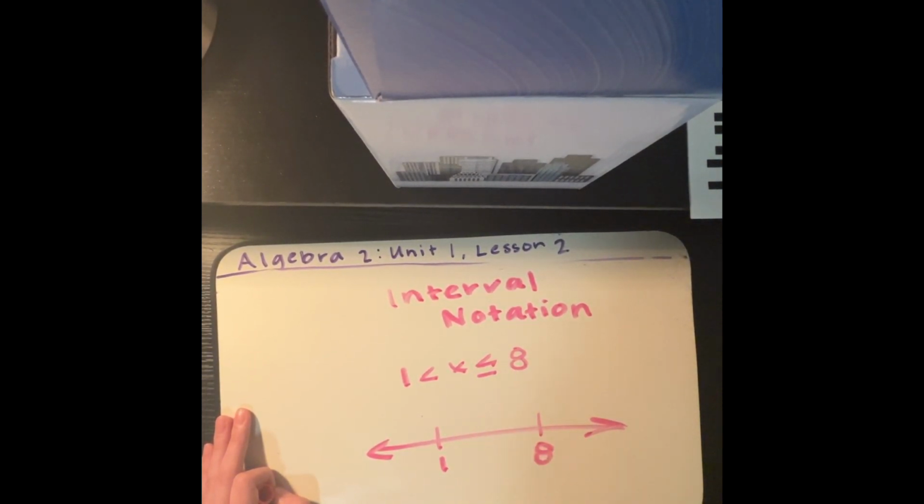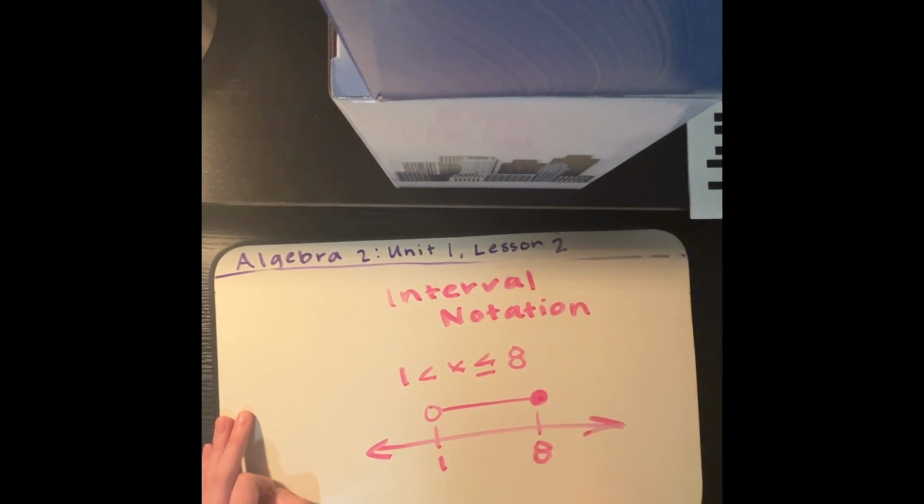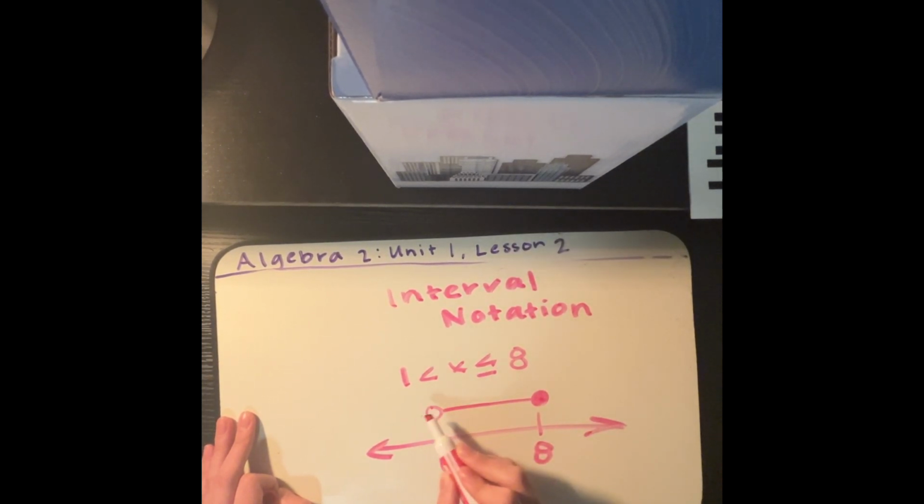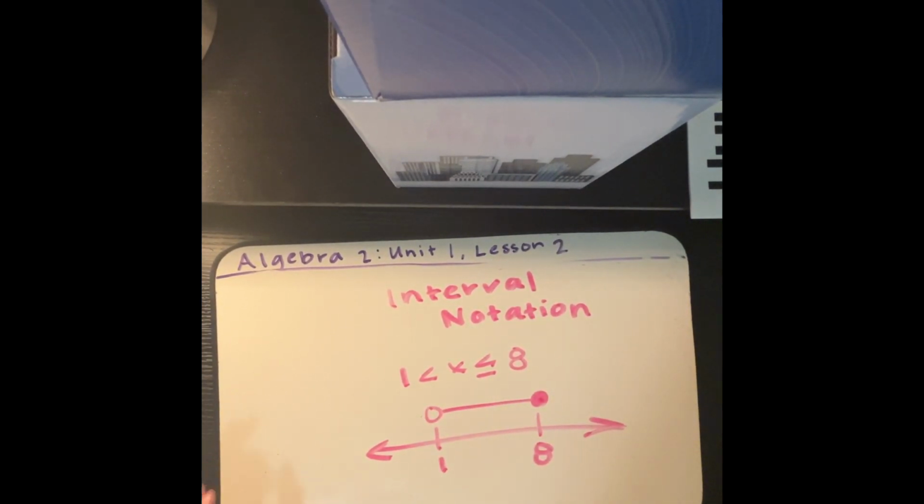So our x is going to be, let's make an open circle first because this is less than, and this means it's going to go on this way. But look, x is less than or equal to 8. So this means we're going to make a closed circle here. So our x value is somewhere within this area. Could be equal to 8, but not equal to 1. So that's what this graph is showing, and that is how interval notation works.